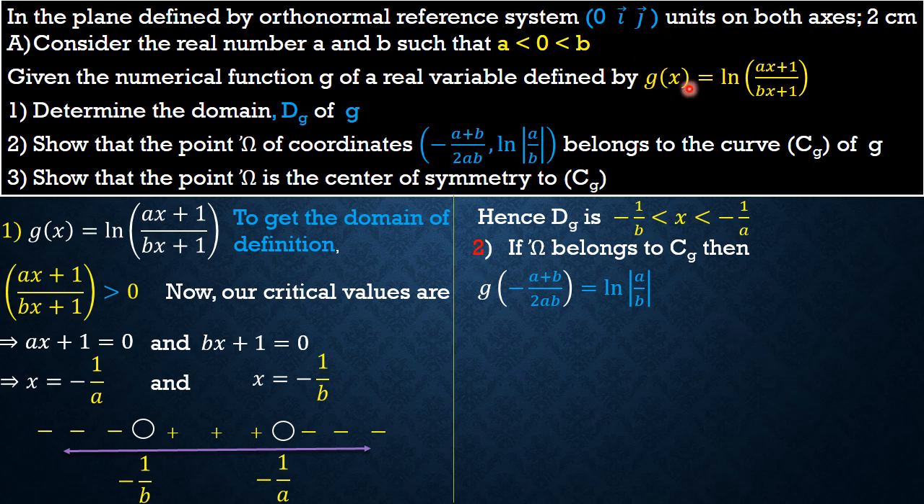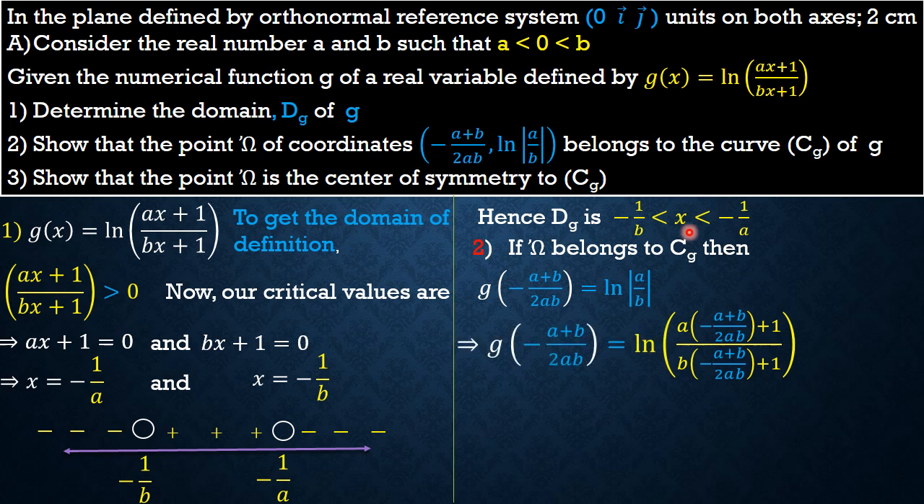Keep in mind that since it is g of x, our first value here is the x value and the next value is the g of x value. For every x value we take and compose in g, we are going to have a resultant value. Our g of x is the natural log of ax plus 1 over bx plus 1. So if we plug in everything, g of negative a plus b over 2ab is equal to the natural log of... Our x is negative a plus b over 2ab, so we simply substitute it everywhere we see x.